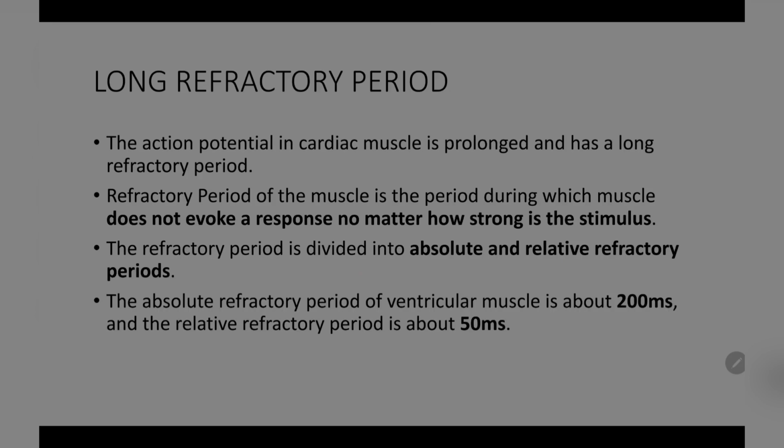Long refractory period of cardiac muscles. The action potential in cardiac muscle is prolonged and has a long refractory period. The refractory period of the muscle is the period during which the muscle does not evoke a response no matter how strong the stimulus is. The refractory period is divided into absolute and relative refractory periods. The absolute refractory period of ventricular muscle is about 200 milliseconds, and the relative refractory period is about 50 milliseconds.